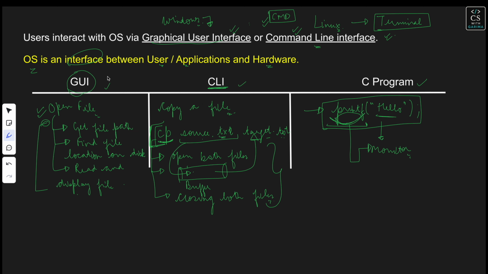In each of these examples, in the first example, when opening the file, we were interacting with hardware like the disk. While copying a file, again, we were interacting with hardware like the disk. And when printing hello to the screen via a C program, we were again interacting with hardware like a monitor. As we discussed in the previous video, users in general do not directly interact with the hardware. That is the job of the operating system. Therefore, the operating system is an interface between the user or user applications and the hardware.